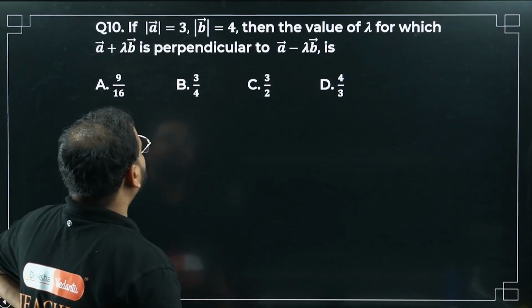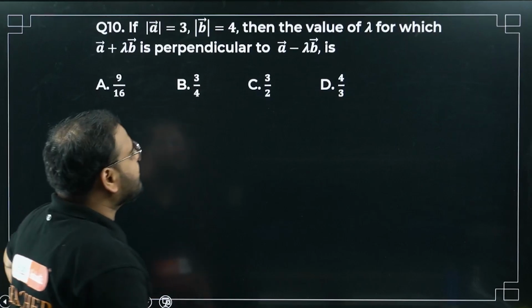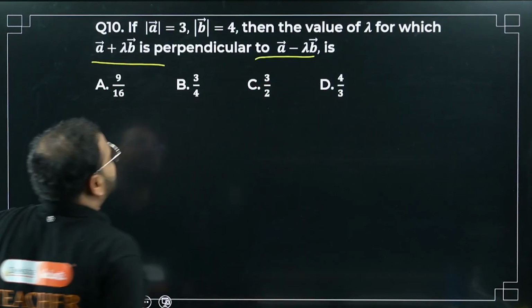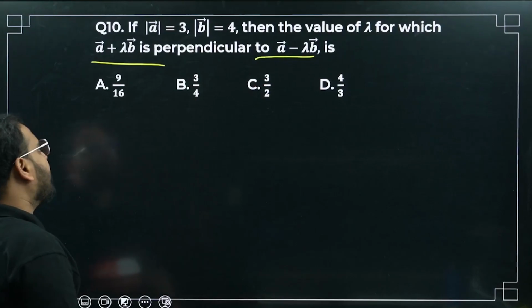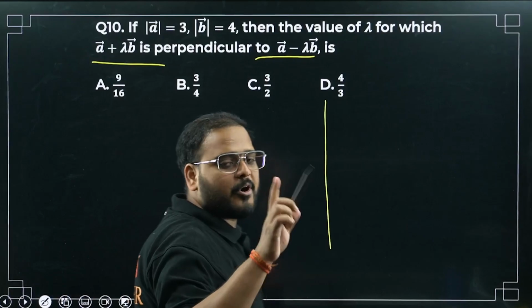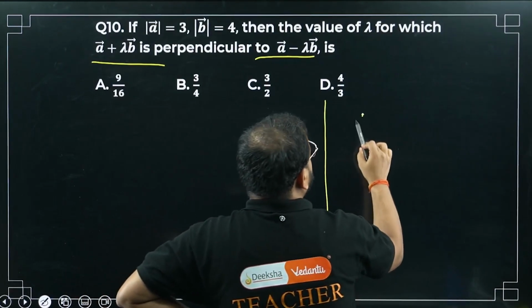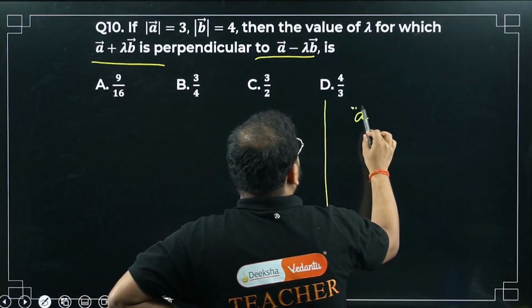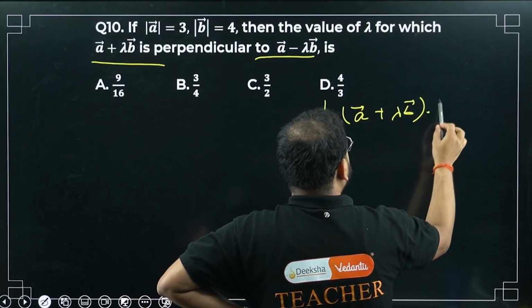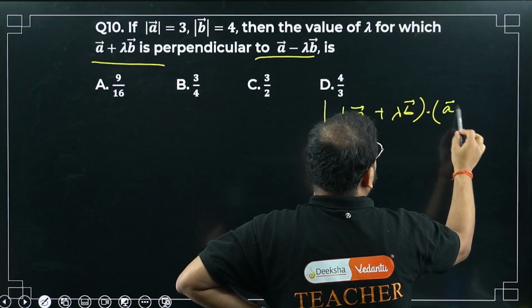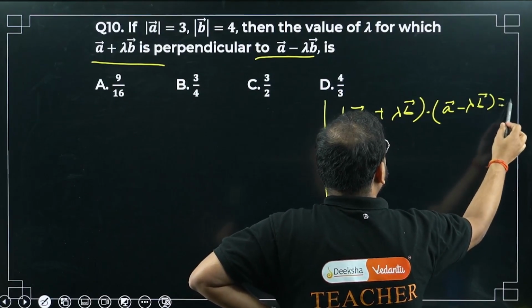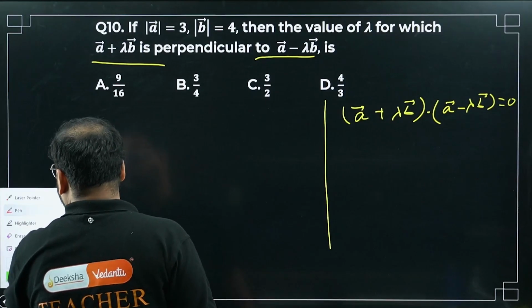Question number 10, sir. If vector A modulus is 3, vector B modulus is 4, then find the value of lambda for which A plus lambda B and A minus lambda B are perpendicular. Perpendicular means what? First thing, perpendicular means dot product is 0. The property we learnt. So vector A plus lambda times vector B dot with vector A minus lambda times vector B is what? 0. That is what we're looking for.